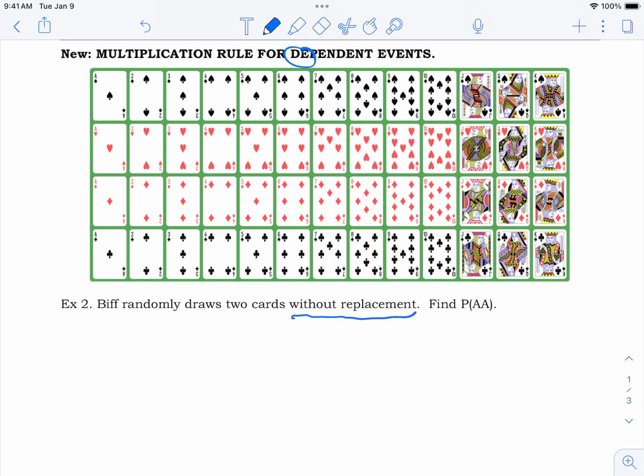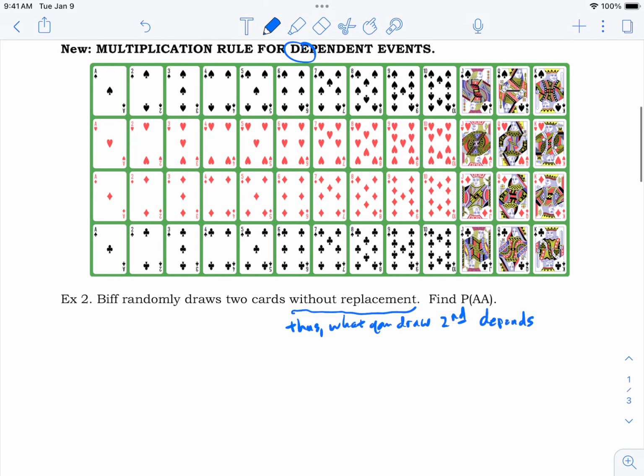But what the implication is, I'll say thus: what you draw second depends, to some extent at least, maybe not a lot, but it depends to some extent on what you drew first. There's a dependence going on here. Get it? Hence the name dependent events.